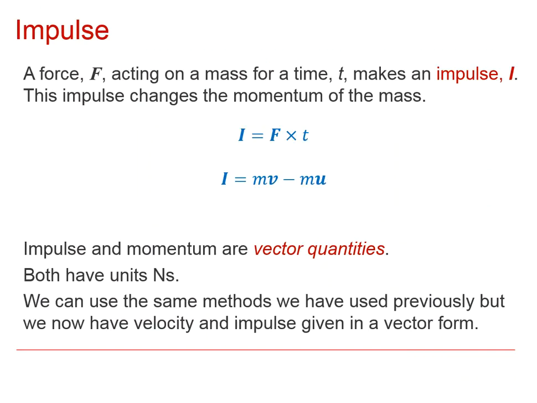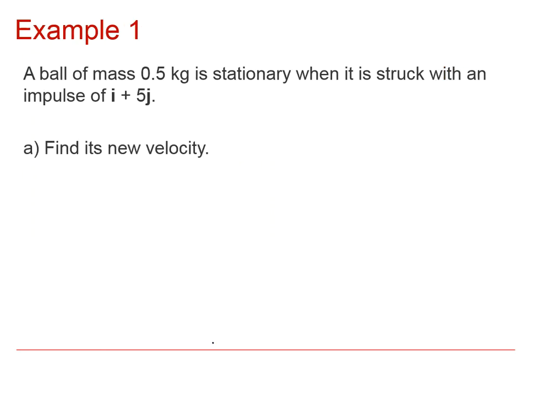So if you remember from your previous work, the Impulse and Momentum Principle, we are now going to extend it to use it with vectors. So we've got impulse is the force times time, and the impulse is the change in momentum. So it is the mass times the final velocity, subtract the mass times the initial velocity. The impulse and momentum are both vector quantities, and they both have units, newton seconds. We're going to carry on using the same methods as before, but now we're going to be working with velocity and impulse in vector form.